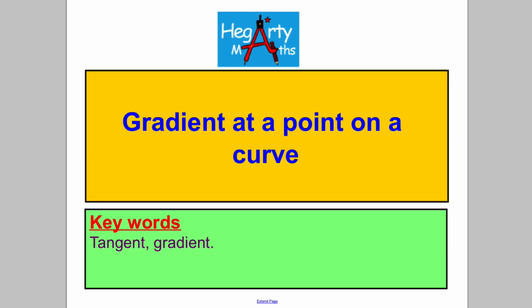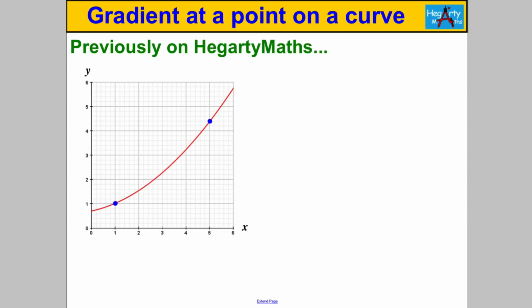It's Mr. Hegarty here, and in this video we're learning about the gradient at a point on a curve. So as we always do, let's start with prior learning. So far we've learned something to do with gradients and curves.